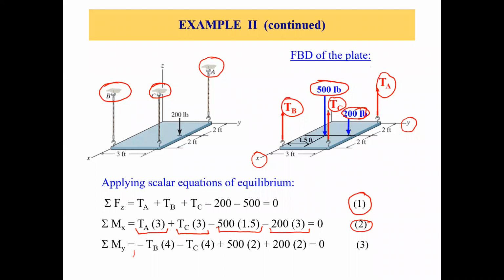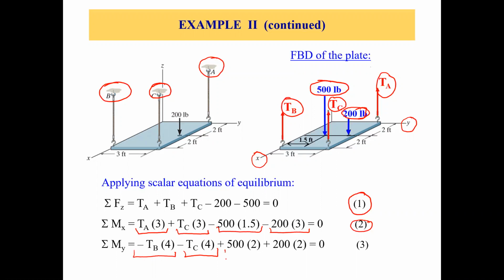So let's see, negative TB times 4. TB is creating a clockwise moment around the y-axis, right? So that's why we have a negative sign, and 4 is the moment arm between TB and the y-axis. Then let's take TC. TC is again creating a clockwise moment, and its moment arm is 4 feet with respect to the y-axis, right? So that's why we have a negative TC times 4.